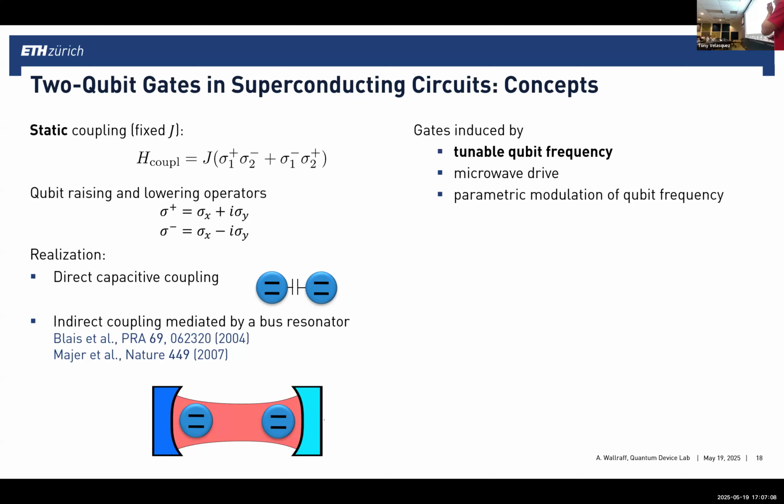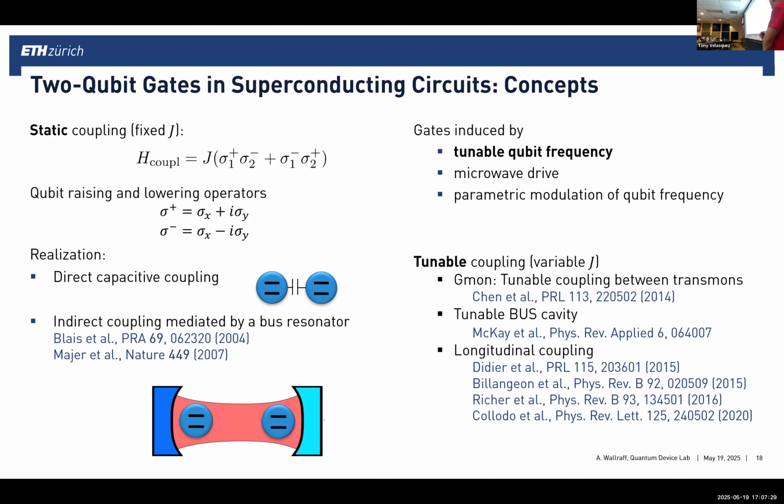But there are also other ways to do 2 qubit gates, for example, by using microwave drives. Or if you have tunable couplers, so couplers whose coupling strength can be modulated in time, you can also use parametric driving of these tunable couplers to mediate interactions between qubits.